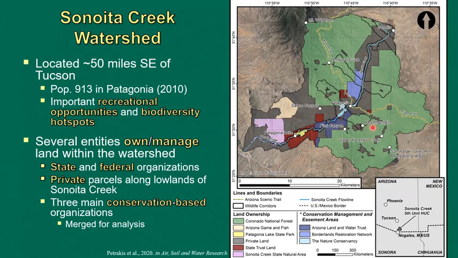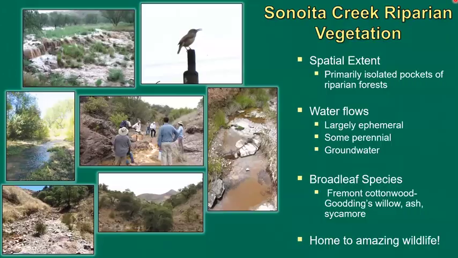Several entities own and manage land within the watershed, including a collection of state and federal organizations. The Coronado National Forest owns about 60% of the watershed, and that's in green on the map. There's also the Arizona Game and Fish and Patagonia Lake State Park. There are a collection of private parcels located primarily along the lowlands of Sonoita Creek through here. And then three main conservation-based organizations own and manage land within the watershed, including the Arizona Land and Water Trust, Borderlands Restoration Network, and Nature Conservancy. They're identified by shades of blue in the map on the right.